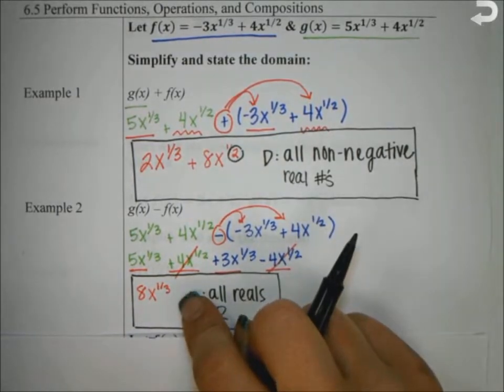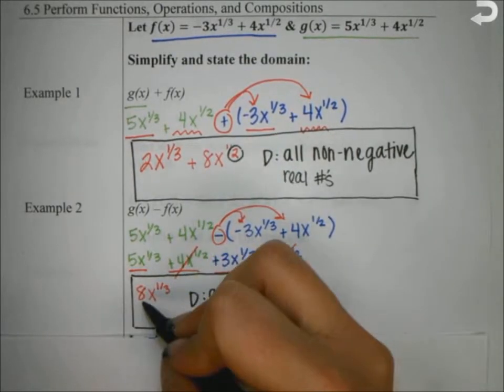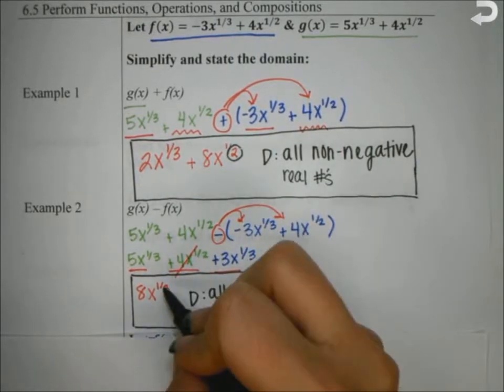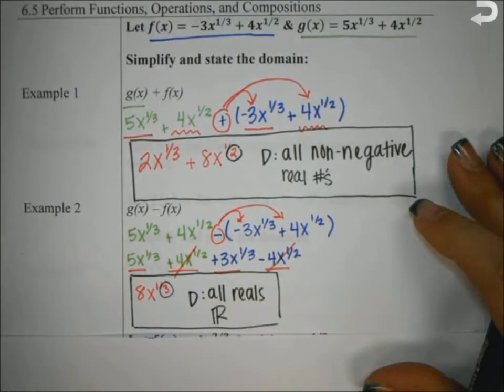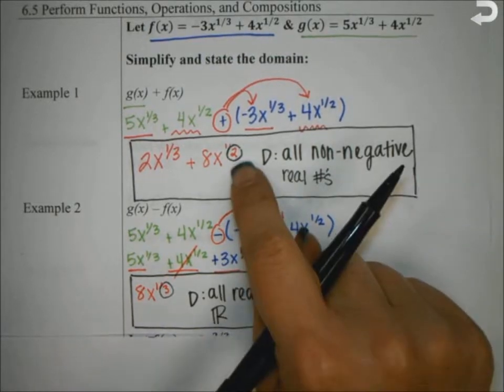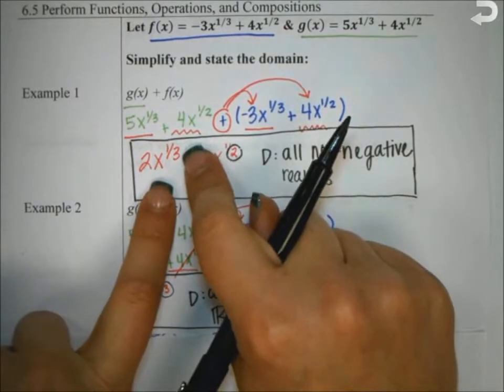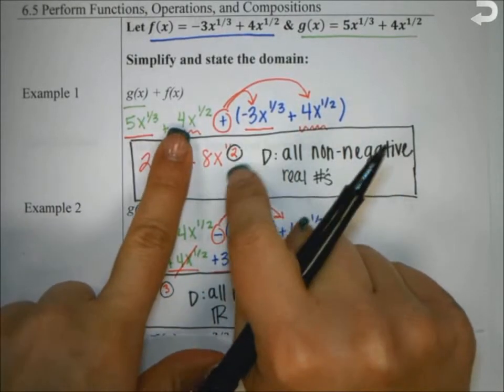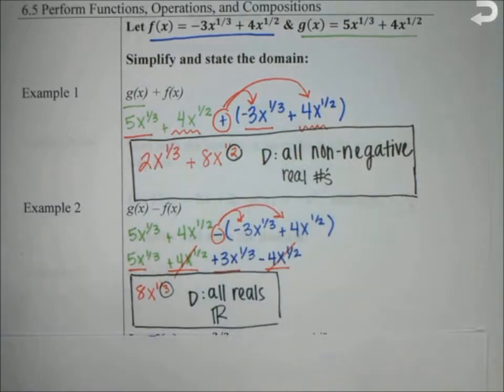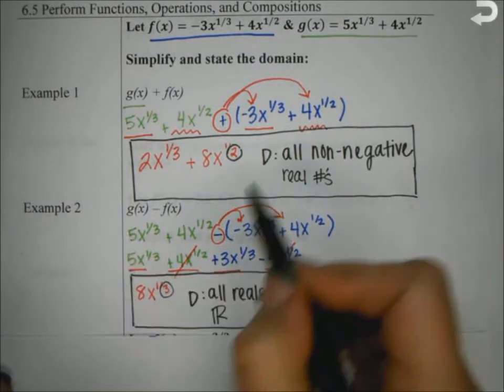Does that make sense? On the first one, this part is all reals, right? This part is only positive numbers, so we have to take the most restrictive one. For the whole thing, we can only use positive. Does that make sense? Kind of. Okay.